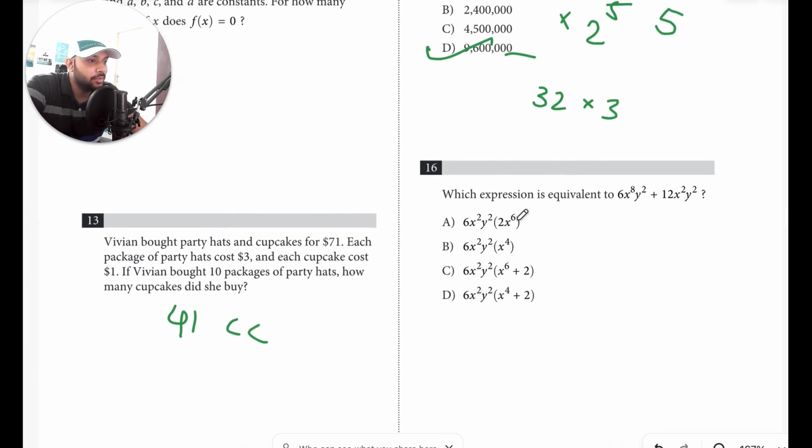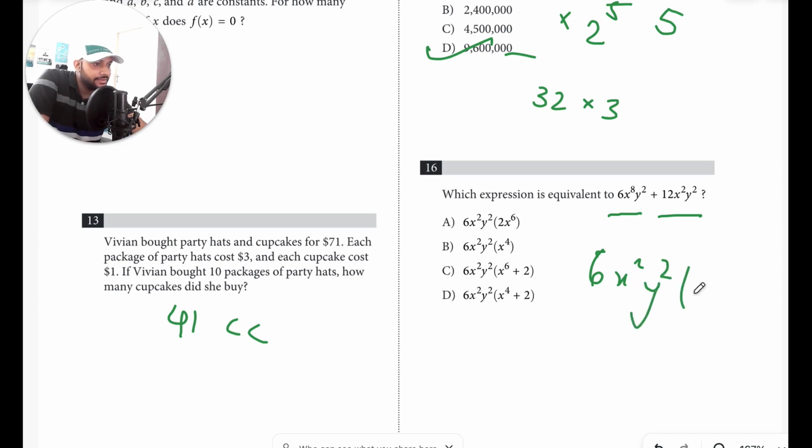Question 16. Which expression is equivalent to 6x⁸y² + 12x²y²? Take common 6x²y². And you have x to the power 6 plus 2. Option C. Done.